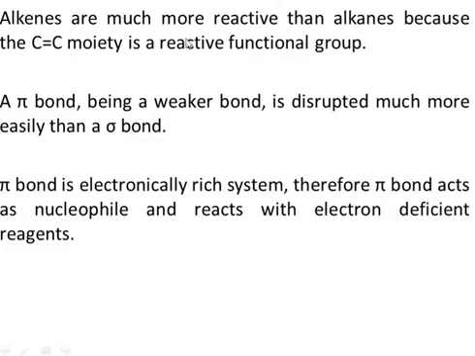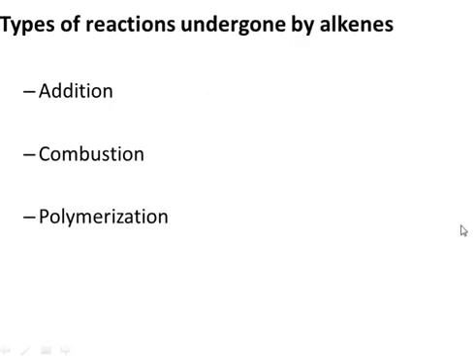So in general, alkenes are more reactive than alkanes because the carbon-carbon double bond is a reactive functional group. The pi bond is a weaker bond and it can be easily broken, right? Sigma bond is a stronger bond, so it takes a lot of energy to break a sigma bond. However, pi bond can be easily broken. And pi bond is an electronically rich system, therefore pi bond will act as a nucleophile and it will react with electronically deficient reagents. The types of reactions undergone by the alkenes are of 3 types: addition, combustion and polymerization.